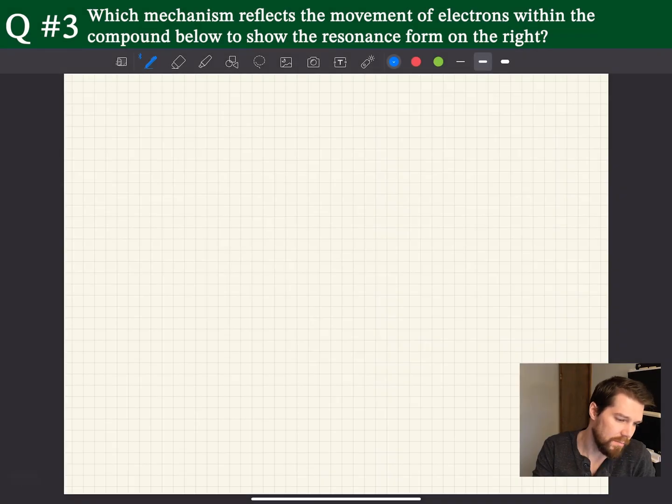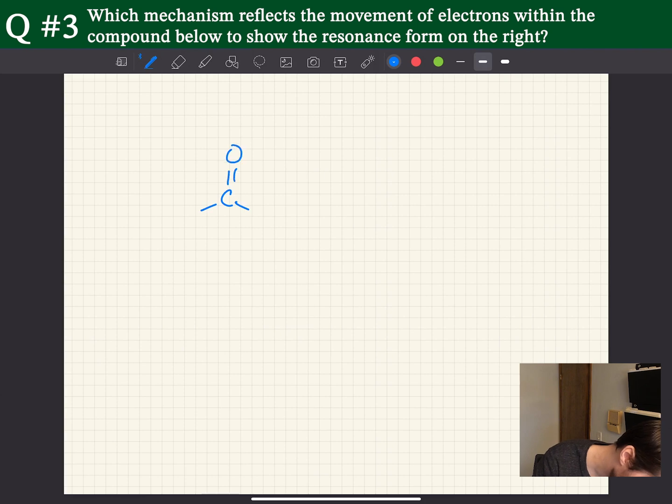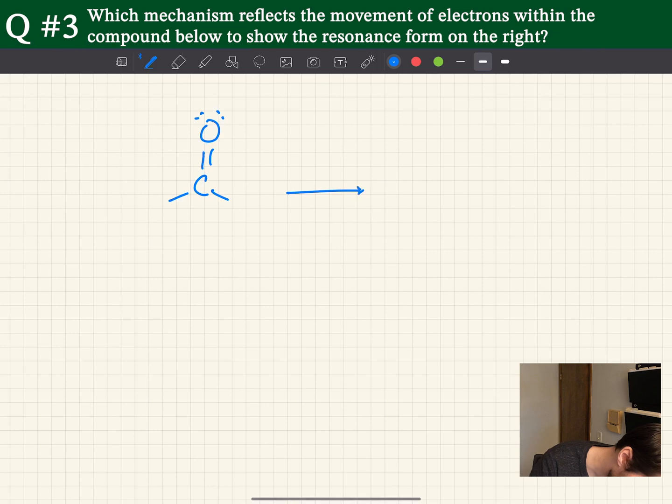Which mechanism reflects the movement of electrons within the compound below to show the resonance form on the right? So I'm not going to worry about drawing the whole thing here. I'm going to put carbon with the 4 bonds that it has. Oxygen has a lone pair. And we'll put our carbon here, what it looks like on the other side. And we're just going to compare the differences now.